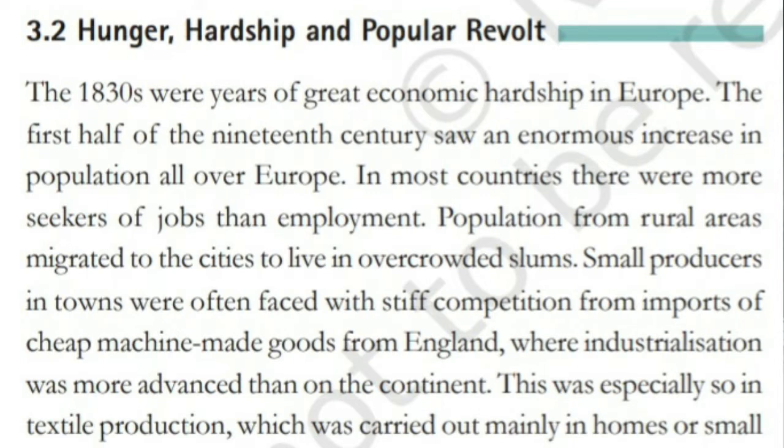At that time, the Industrial Revolution had occurred in England, and machine-made products were imported to other European countries at a cheap rate. So small producers faced competition from the machine-made goods. This was especially so in textile production, which was carried out mainly in homes or small workshops and was only partly mechanized. Which producers faced the competition? The people dependent on textile production. They faced competition from mechanized goods.